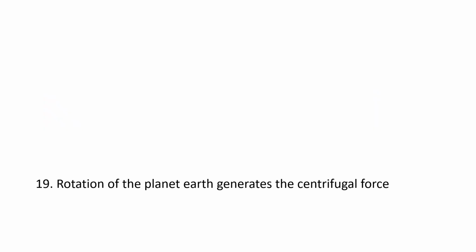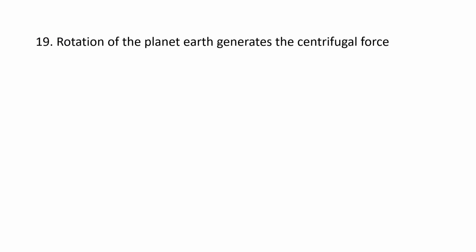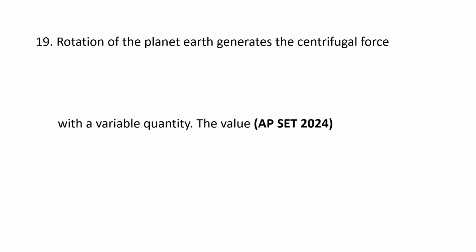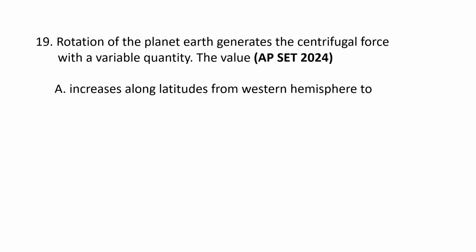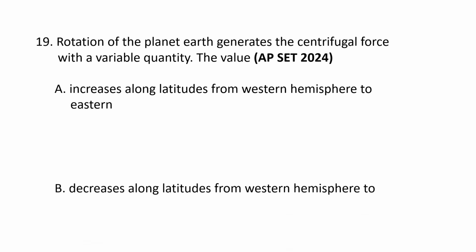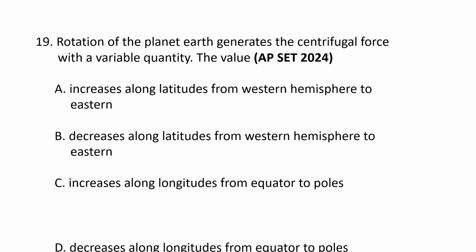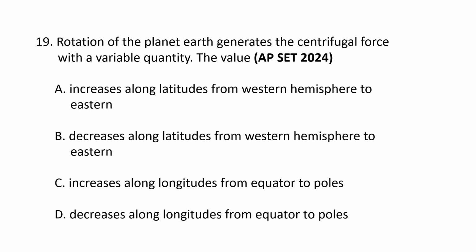Next question. Rotation of the planet Earth generates the centrifugal force with a variable quantity. The value A. increases along latitudes from western hemisphere to the eastern, and B. decreases along latitudes from western hemisphere to eastern, C. increases along longitudes from equator to the poles, and D. decreases along longitudes from equator to poles.